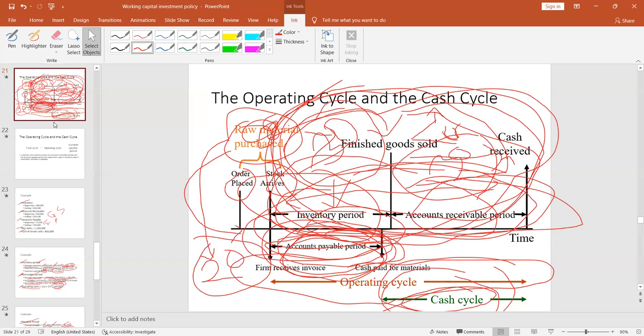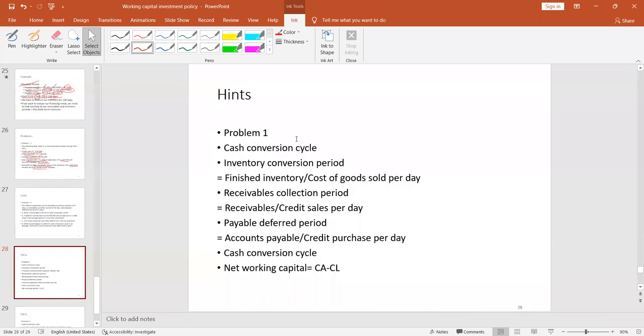So these are the clues. You need to calculate the inventory conversion period: finished inventory divided by cost of goods sold per day, and then the receivable collection period. Sir, cost of goods sold per day means we divide by 365 days, right? Yes, very good.